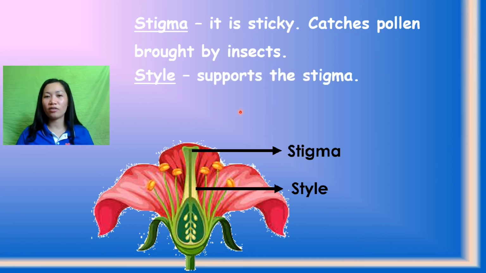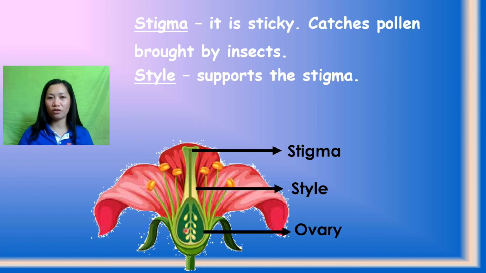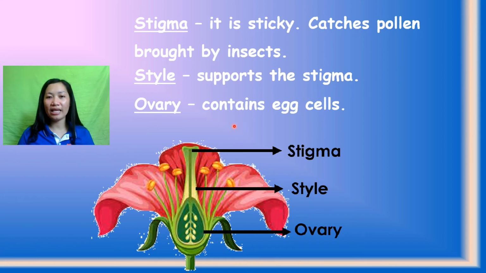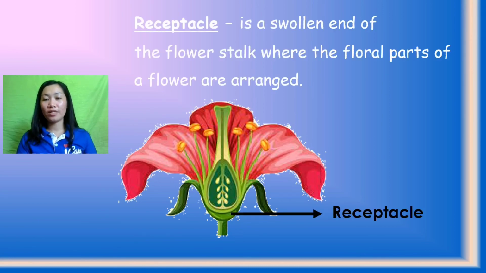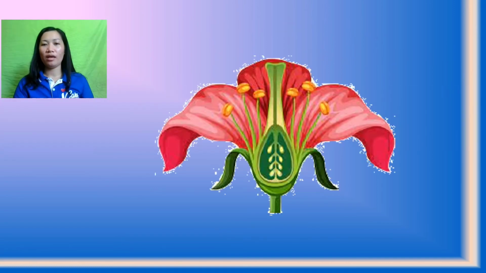And also the style, this one. The style supports the stigma. And we have also the ovary. Inside the ovary, we have the ovules. It contains the egg cell of a flowering plant. So these three are called the pistil. We have also the receptacle. The receptacle is the swelling end of a flower stalk where the floral parts of a flower are arranged.